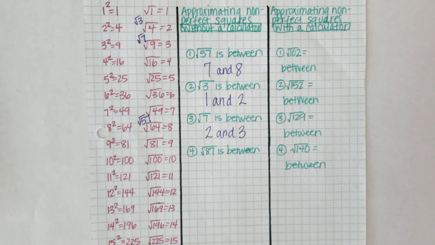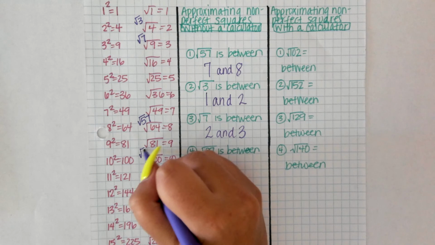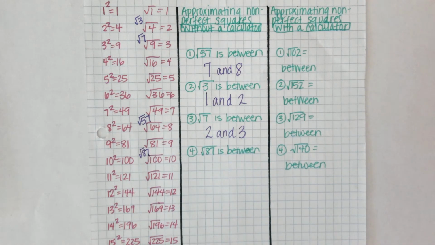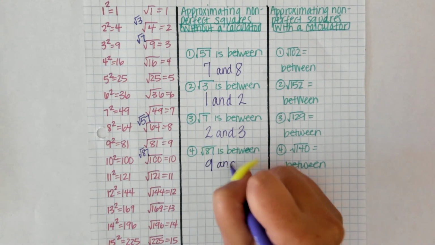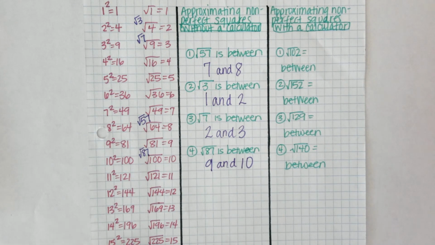Number 4, the square root of 87 is between which two numbers? So the square root of 87 is going to be between the square root of 81 and the square root of 100. So I know that it is between 9 and 10. That is how to approximate non-perfect squares without a calculator.